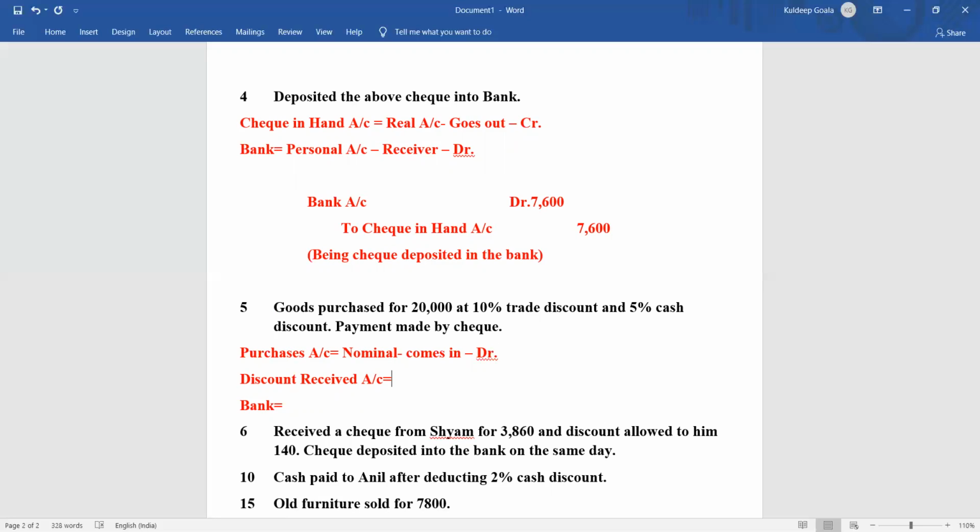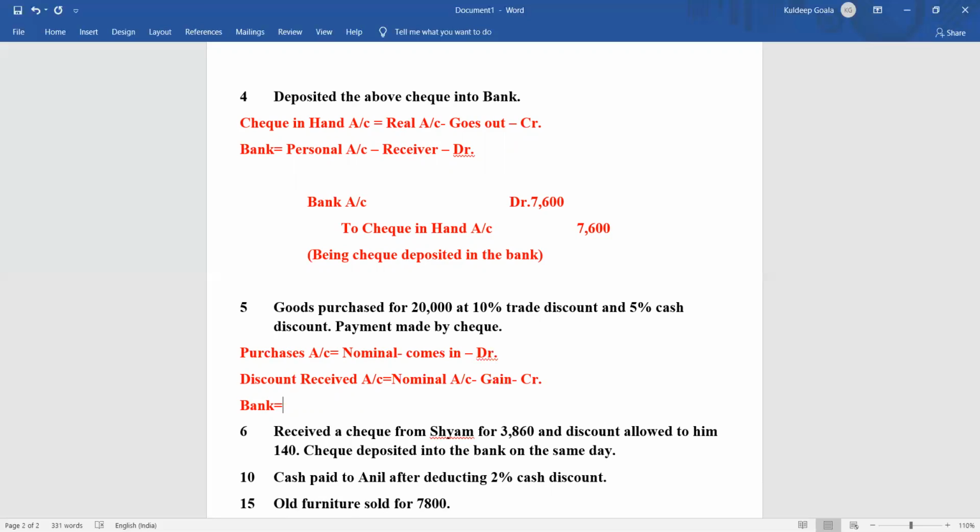Then discount received is a nominal account. Now we know the nominal account rule: loss will be debit, gain will be credit. Receiving discount is a gain. We are gaining, so gain will be credit, right?